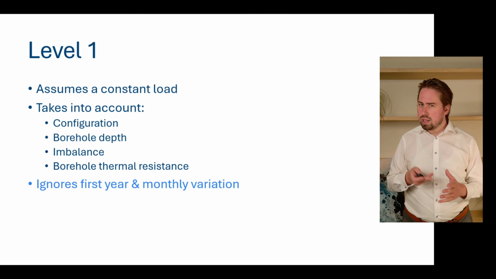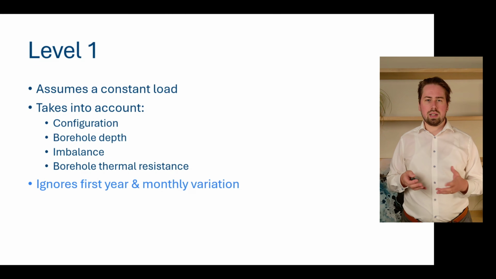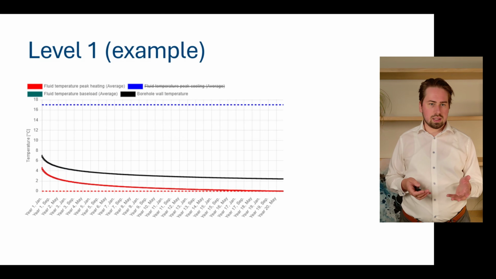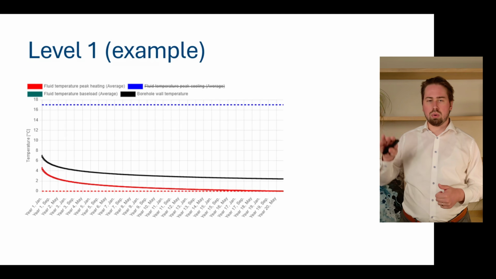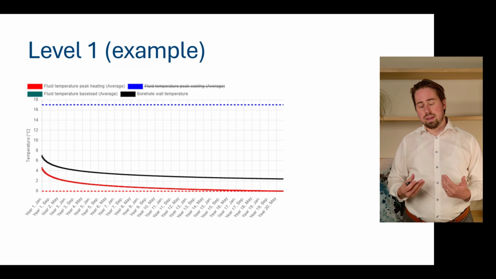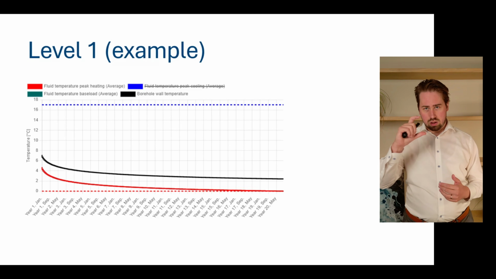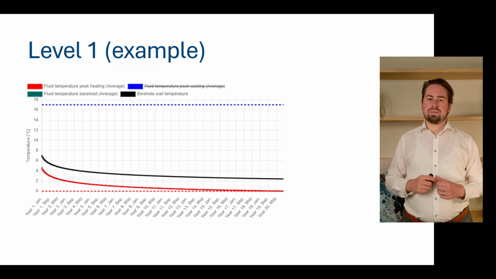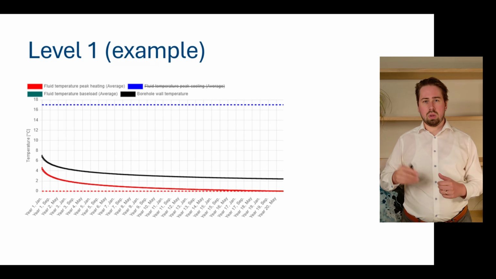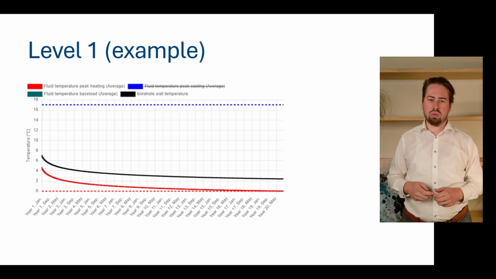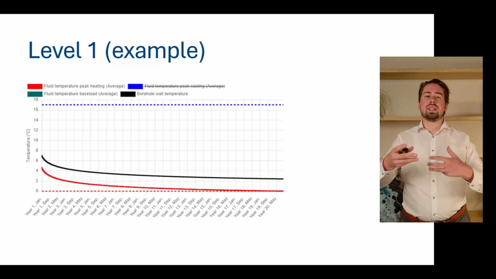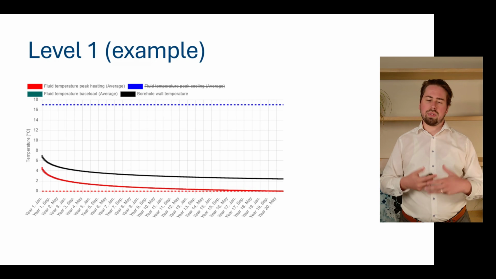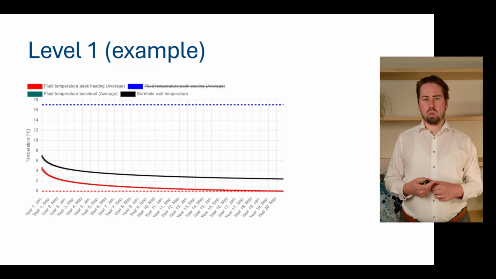Now, just looking at an example how this would basically look like, it's like this. So we clearly see here our G function coming back in the borehole wall temperature, and our fluid temperature is a constant temperature separated from this borehole wall temperature due to the effective borehole thermal resistance. But as you can see, yeah, you already see some long-term effect here, but it's clearly not an accurate way of sizing your bore field.